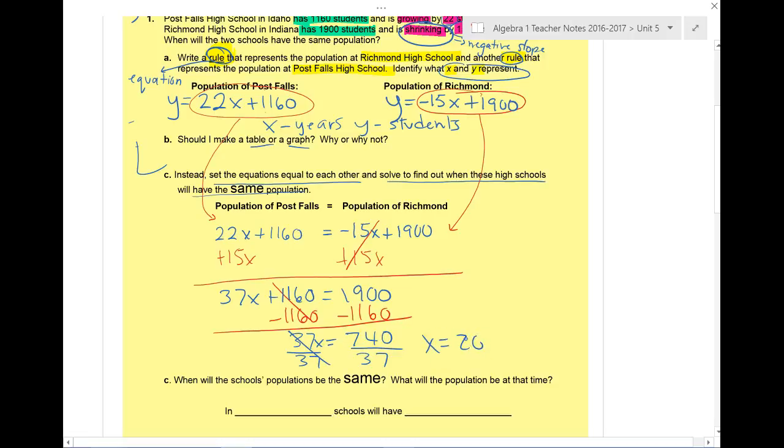So I got 20. Remember, x is years, so that means 20 years. So again, when will the population be the same? Well, in 20 years. The question is, what will the population be? We're going to find that out in class tomorrow. So we'll stop there. You can stop your notes here, and we'll finish tomorrow.